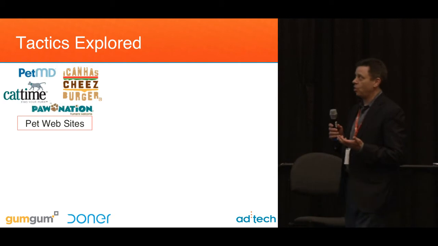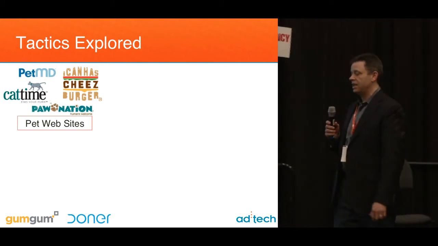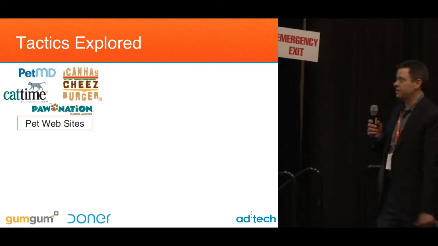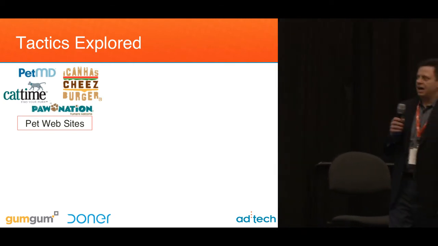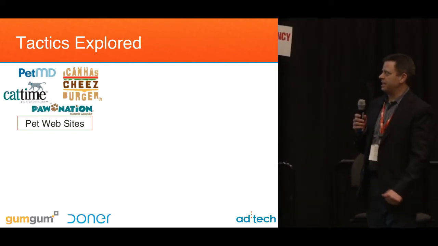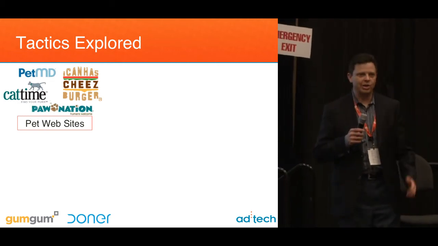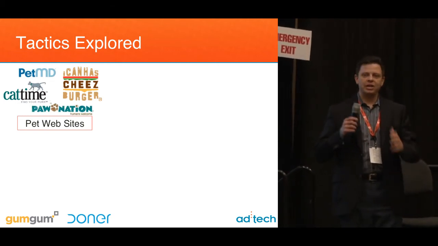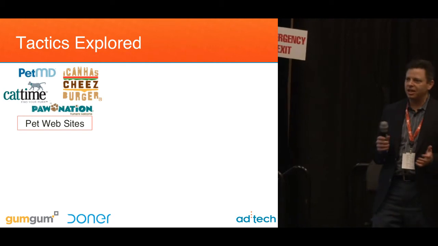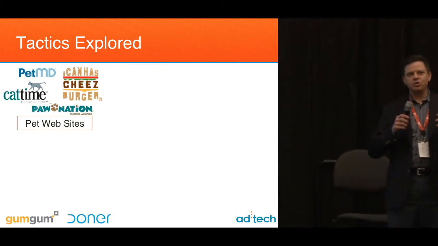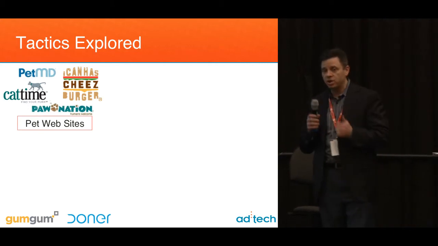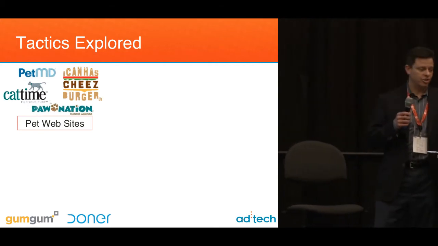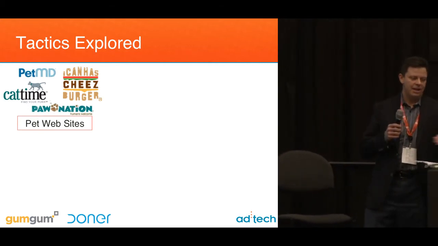So some of the tactics we employed to get into content-relevant sites, we ran on sites like PetMD, Cat Time, Paw Nation. The famous meme sites, I Can Has Cheezburger. We went all out on that site. We did homepage takeovers. We did a skin. We even did a little native where we sponsored an area just for Cat's Pride, where people could post funny pictures of their cat.